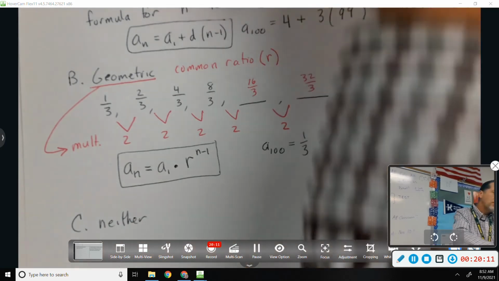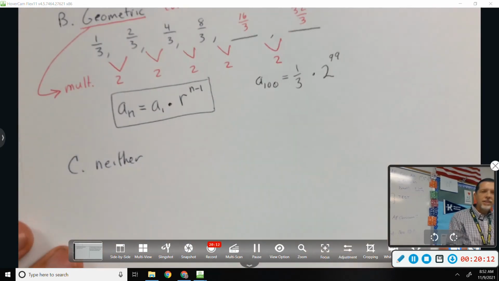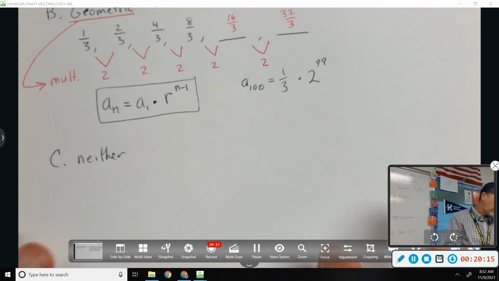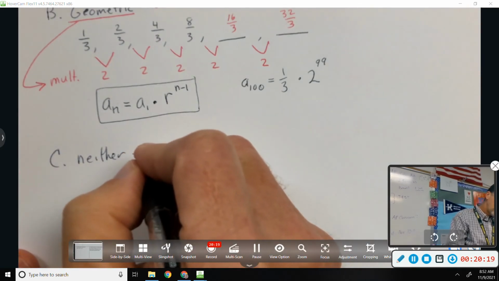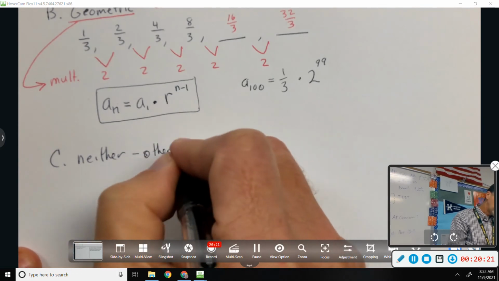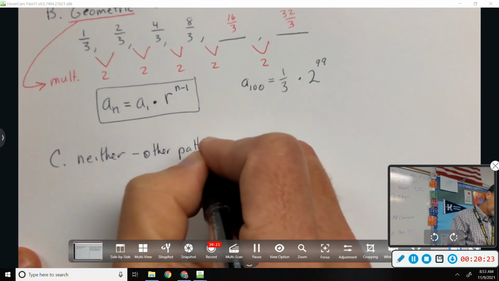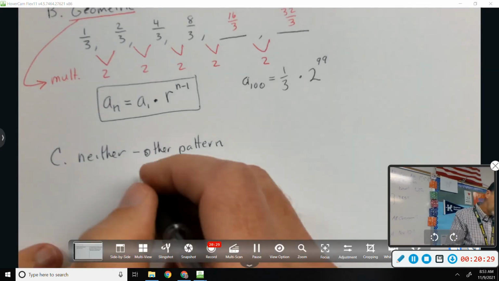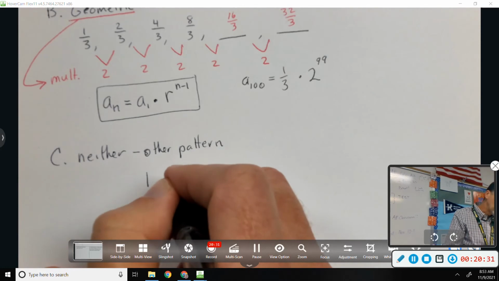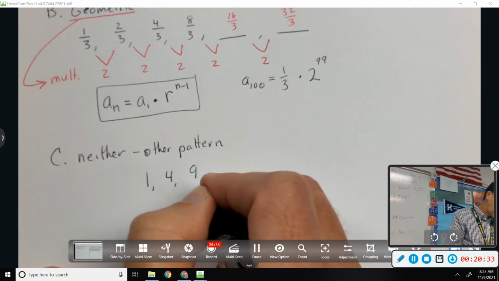The last type that we'll look at, it's not really a type, it's just if it doesn't fit the pattern, some other pattern, some different pattern. This is where we'll really see if we recognize what's going on. So these are a little bit harder usually because it doesn't fit the same.